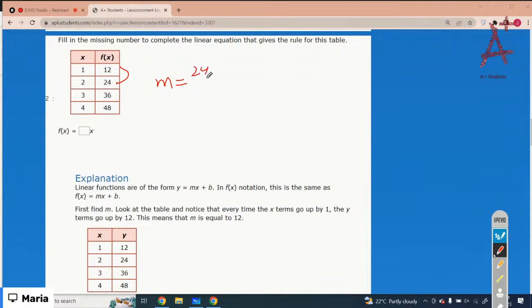y2 minus y1, 24 minus 12 divided by 2 minus 1. That would be 12 over 1. That equals 12. That is the slope of the table. Now you have to find the value of b.